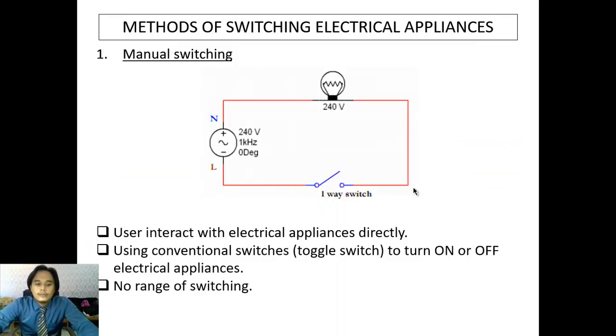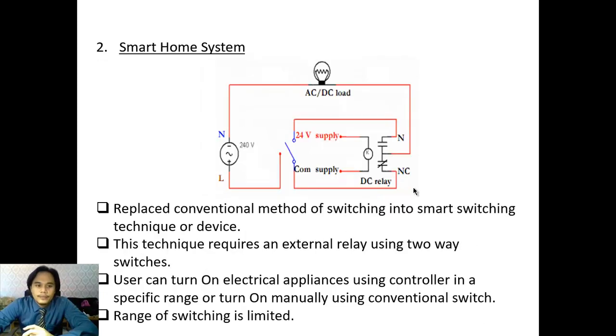So I'm doing some research on the past methods of switching electric appliances. The first one I found is manual switching. In manual switching, the user interacts with the electrical appliance directly, using conventional switches, I mean the toggle switch, to turn the appliance on or off. And there is no range of switching. They need to go to the socket.